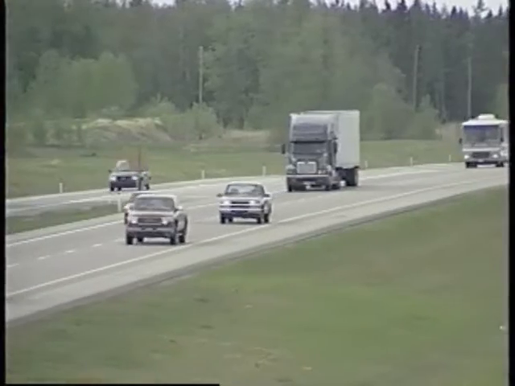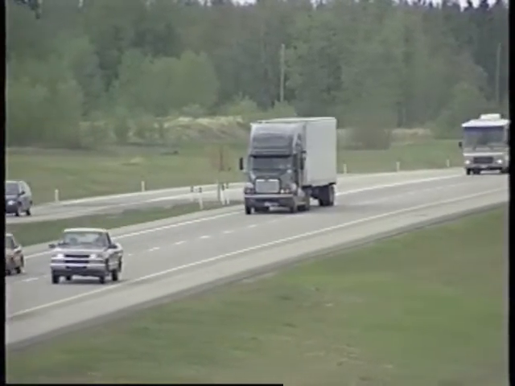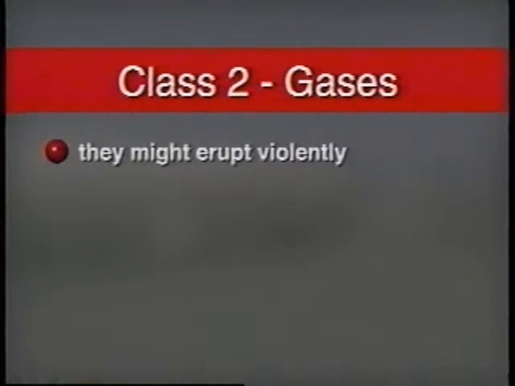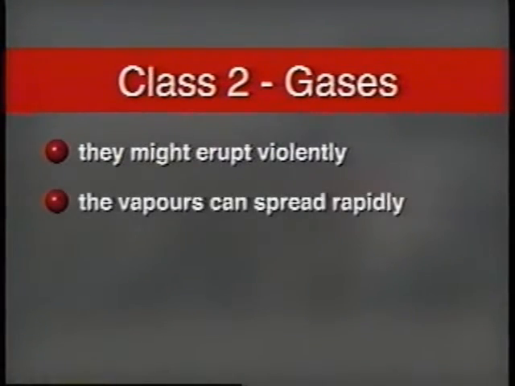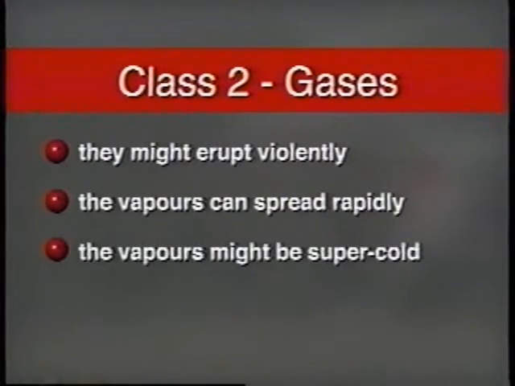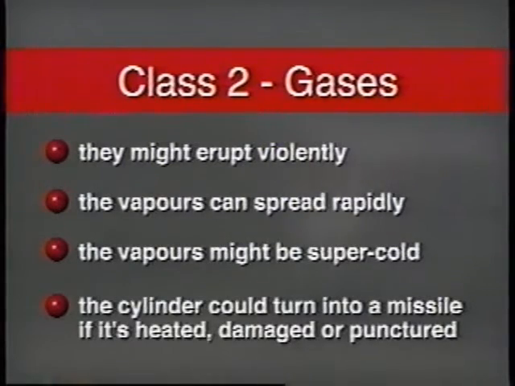If you ship or transport explosives, you may need additional training in safe handling. Class 2. Gases. Materials that are under pressure might have several hazards. They might erupt violently. The vapors can spread rapidly. The vapors might be super cold. The cylinder could turn into a missile if it's heated, damaged, or punctured.